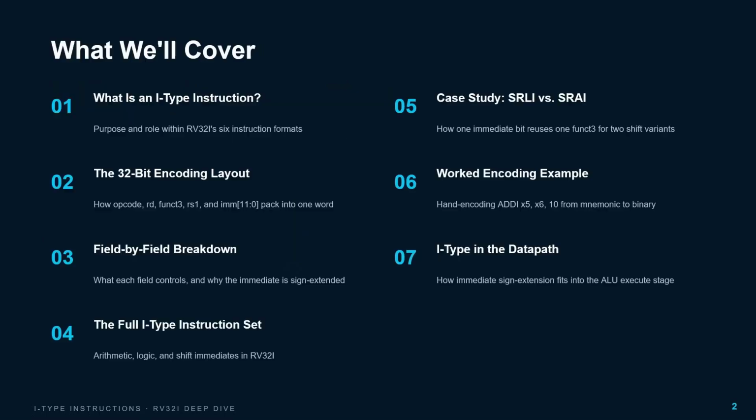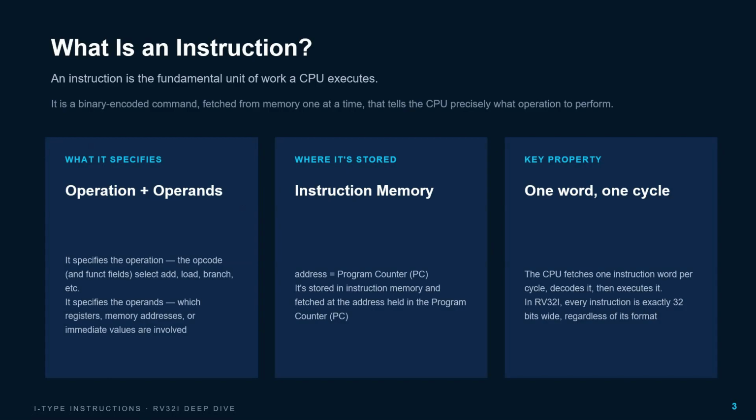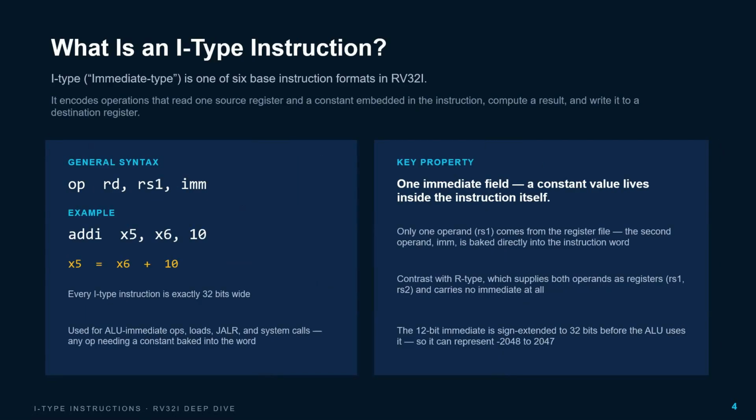Let us try to understand what we are going to discuss in this session. We are going to discuss what an I-type instruction is, the 32-bit encoding layout, what exactly each field conveys, and we are going to discuss each and every field. We are also going to see the different kinds of I-type instructions we have. What an instruction is, we have already discussed in our previous session itself.